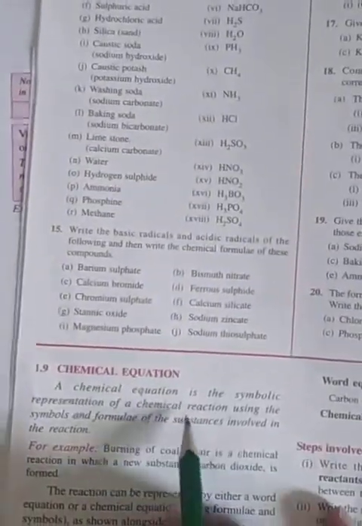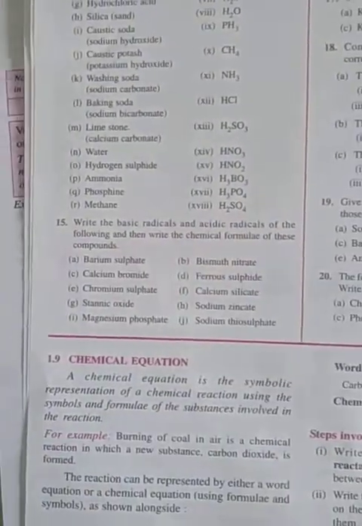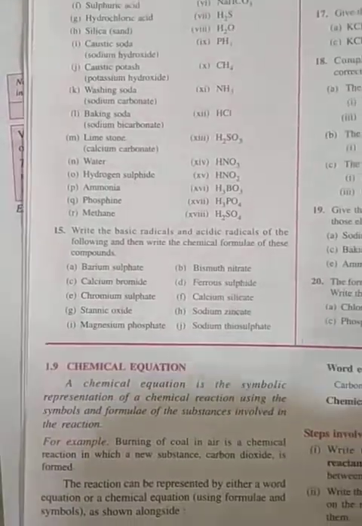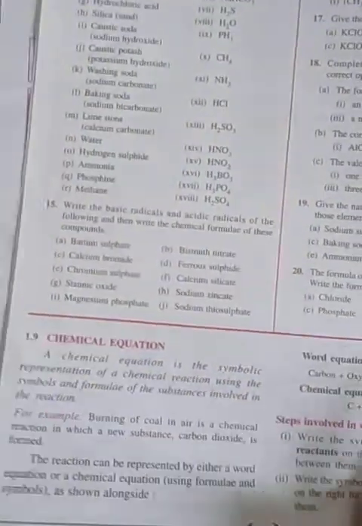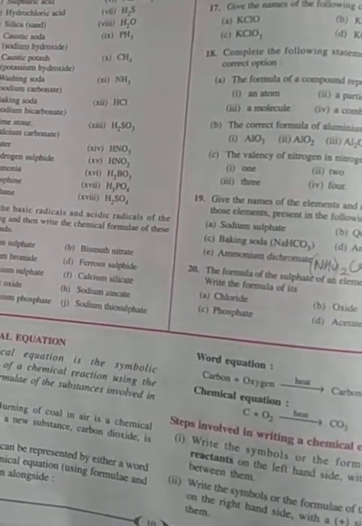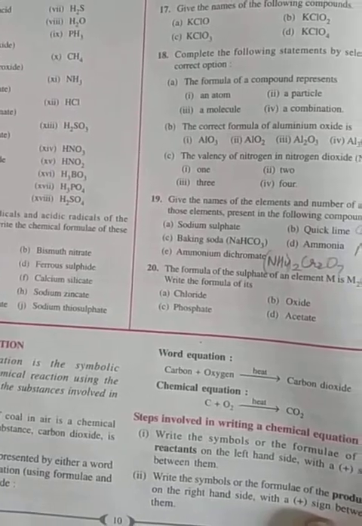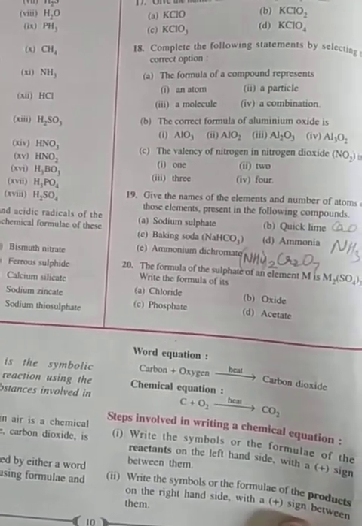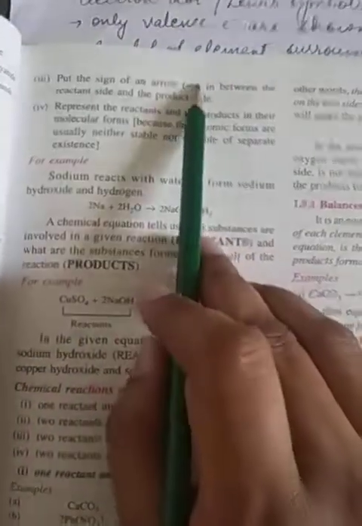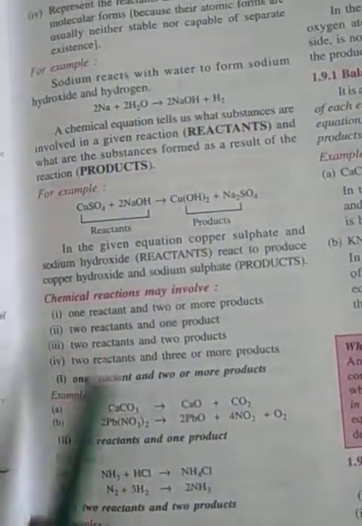Chemical equation. Symbolic representation of a chemical reaction. Okay? Using symbols and formulae of substances involved in the reaction. Fine? Steps of writing, we know that the reactants and the products are there, and if 2 or more reactants are there, they are separated by plus sign. Reactants and products should be separated by arrow. Okay. Learn the definitions, reactants, products.